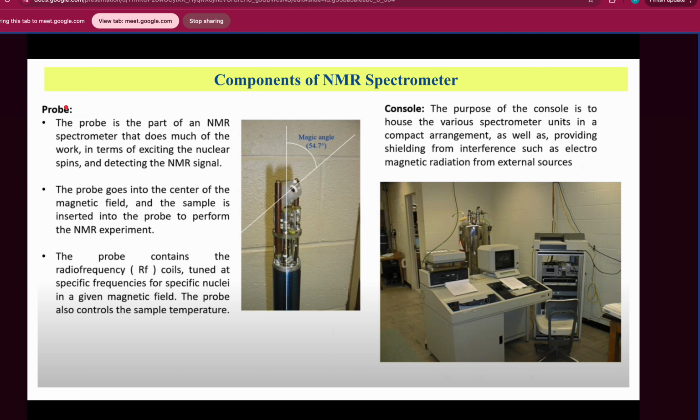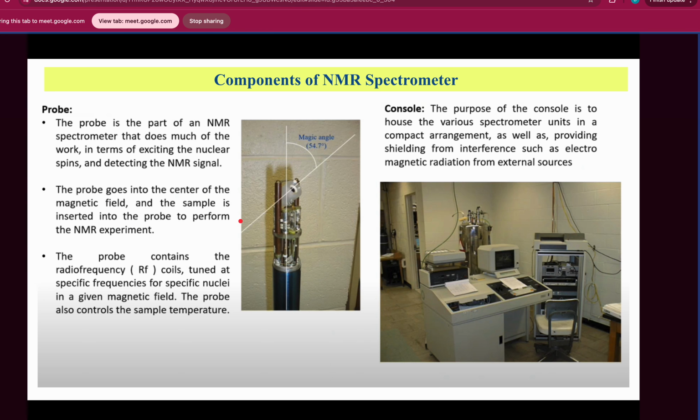Second thing is the probe, which is also a component. The probe is the part of the NMR spectrometer that does much of the work in terms of exciting the nuclear spin and detecting the NMR signal. So the probe goes into the center of the magnetic field, and it is the thing which is holding our sample. So the sample is inserted into the probe to perform NMR experiments.